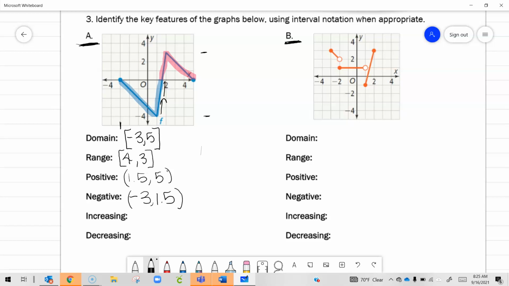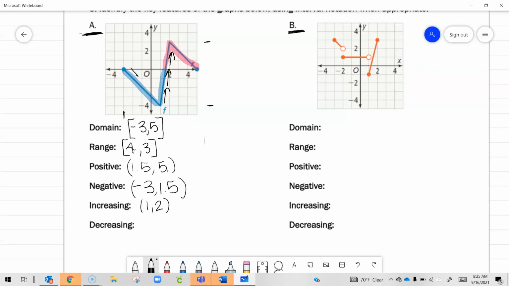It is increasing in this middle section here. That's from positive 1 to positive 2. And then we're decreasing in 2 locations, over here off to the left, and then on the other end on the right. So it is decreasing when x is negative 3 to 1, and when x is 2 to 5.